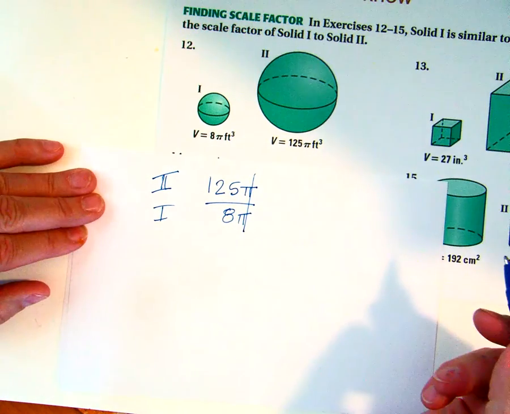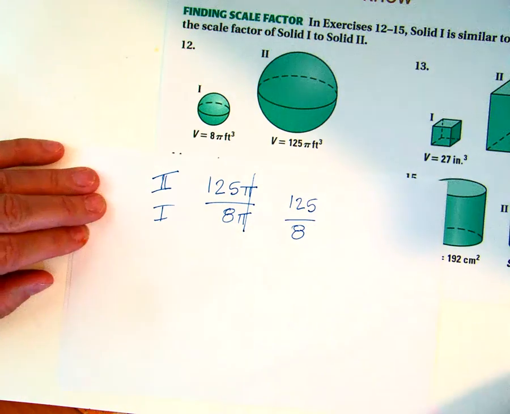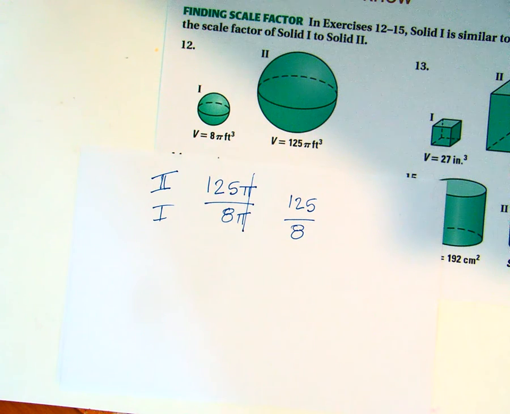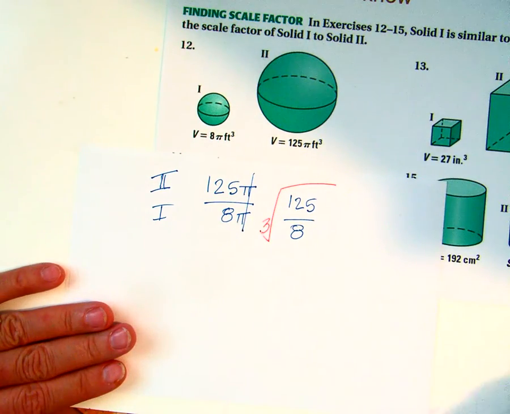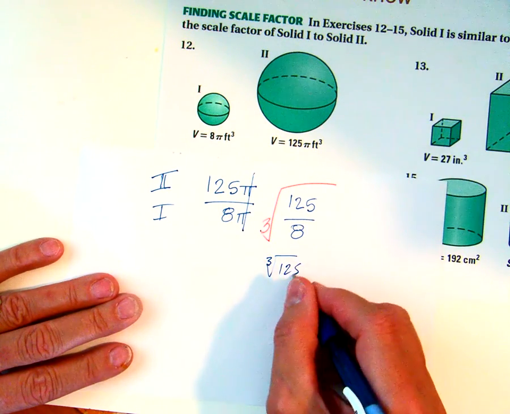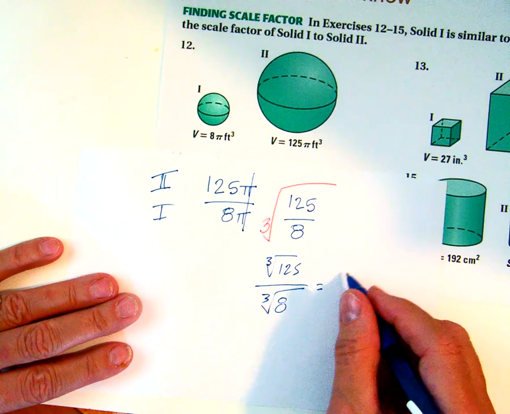The pi's cancel. I can simplify it, and that'll give me 125 over 8. To do that, I'm going to need to take the cube root, because remember, applying the scale factor going forward from small to big, it's times length times width times height, and then to undo it, it's the cube root. Okay, so I'm going to want the cube root of 125 over 8, which will be the cube root of 125 over the cube root of 8, which is 5 over 2.